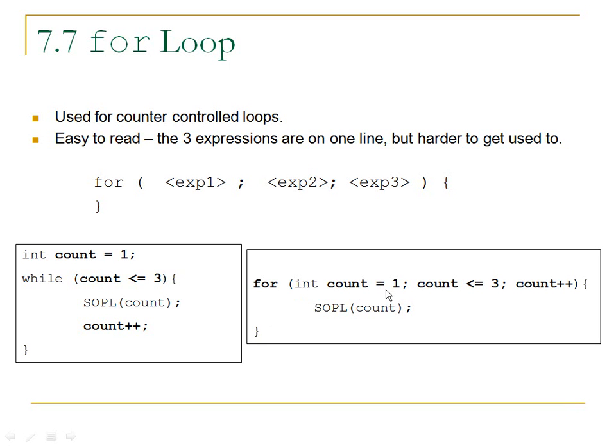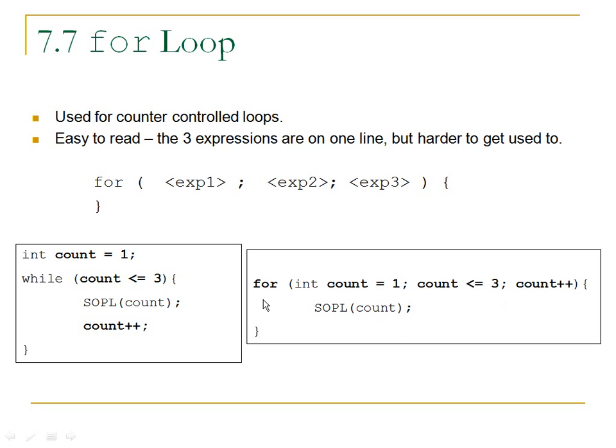So an initializer, which happens only once, as if it were outside the loop. And then a condition which must be true to enter the loop. And then expression 3 is almost always used to change the control variable. So this is the how do you get there.